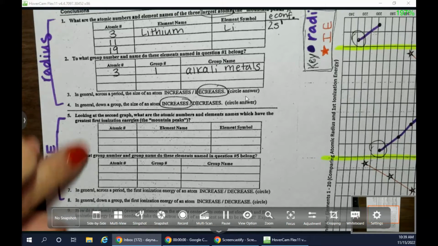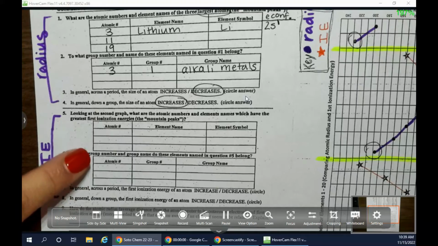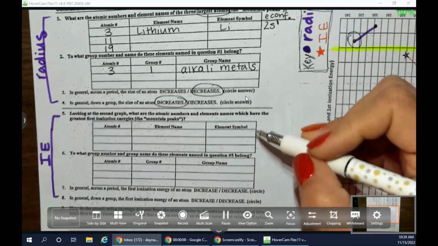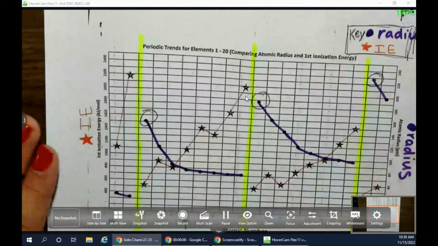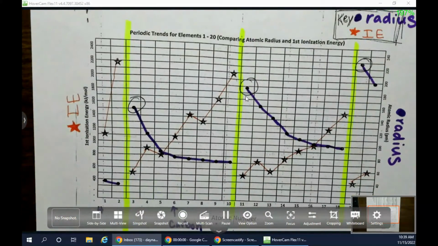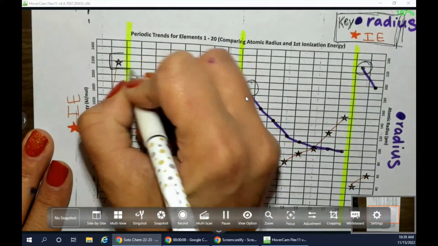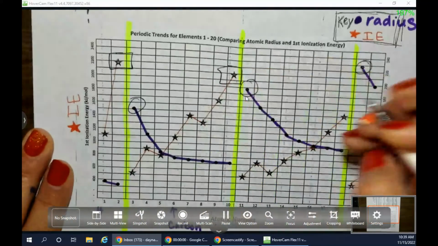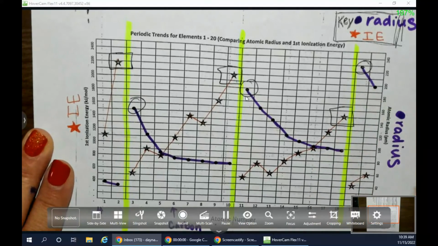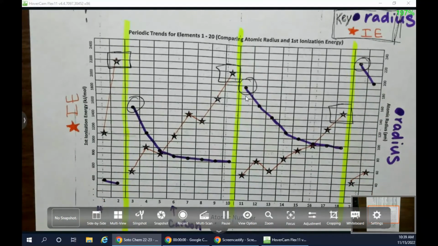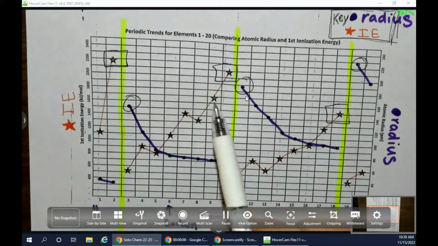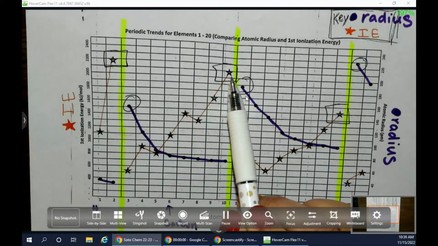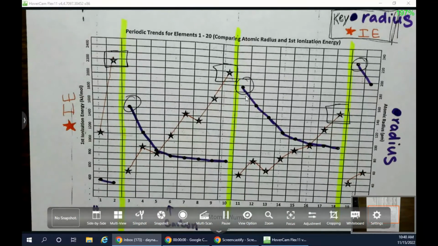Look down at the next set of data tables real quick. It says, looking at the second graph, what are the atomic numbers and element names of the elements with the greatest ionization energy? So we want the greatest on the stars. Go ahead and put a box around your top stars here. Okay? So we're going to go number 2, number 10, and then number 18. 2, 10, and 18.